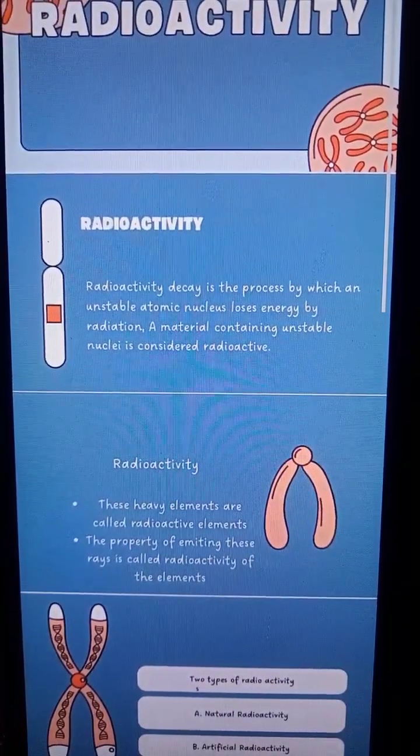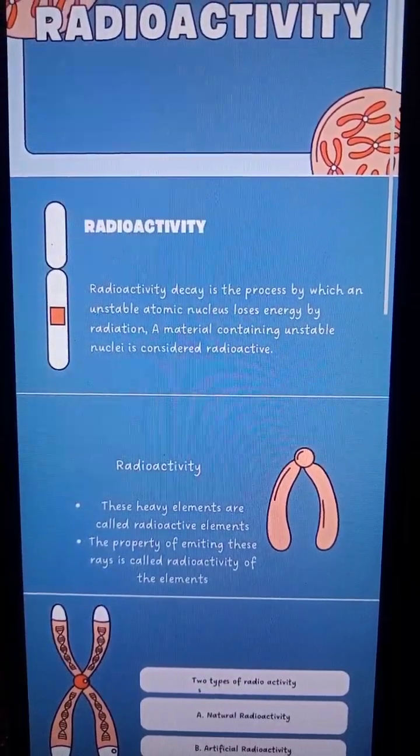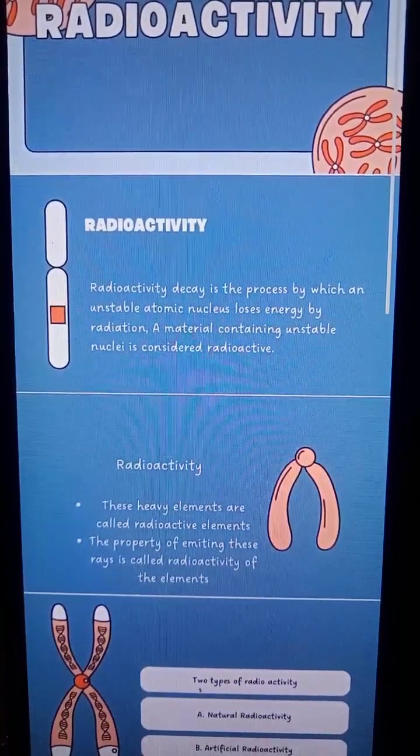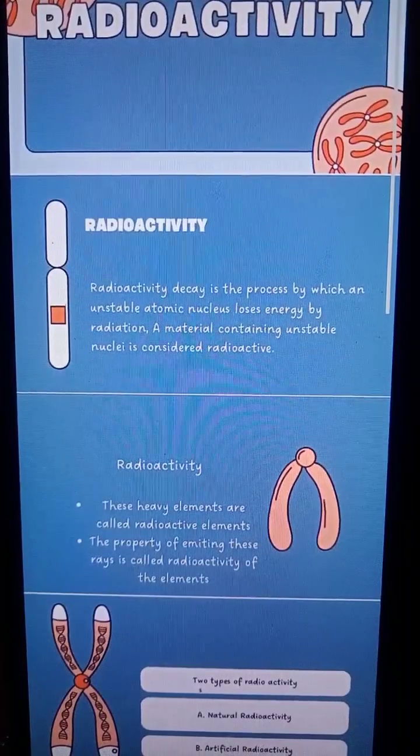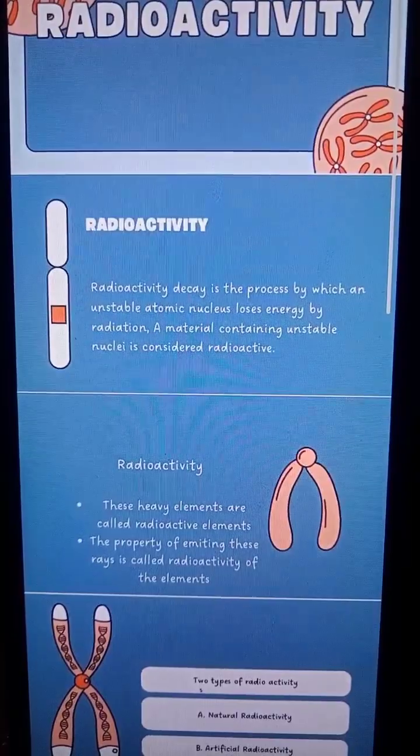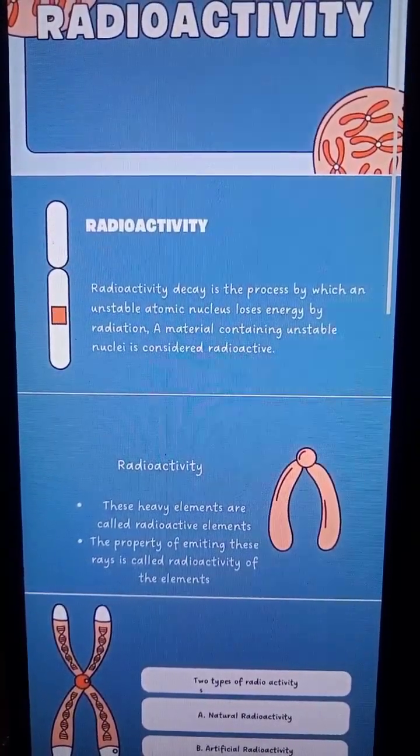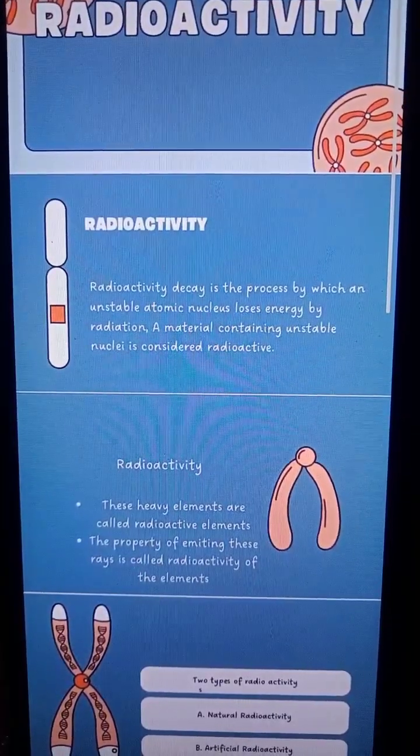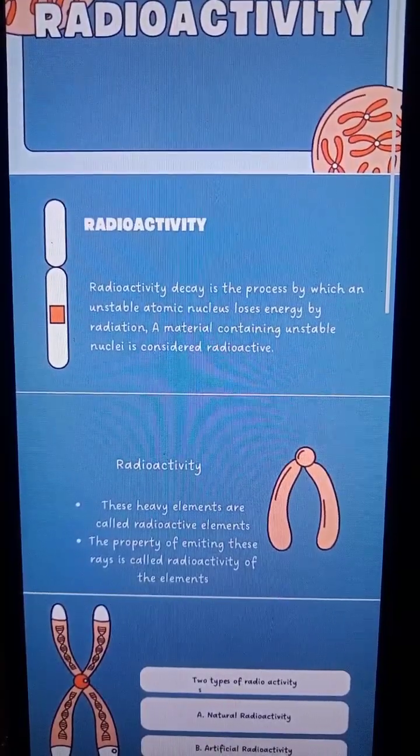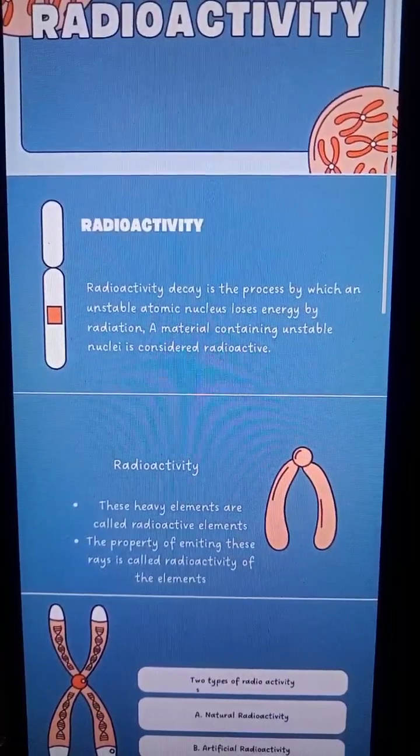Radioactivity decay is the process by which an unstable atomic nucleus loses energy by radiation. A material containing unstable nuclei is considered radioactive. If we say unstable nuclei, it has either too many protons or too many neutrons. In order to balance it, you need to distribute the protons and neutrons.